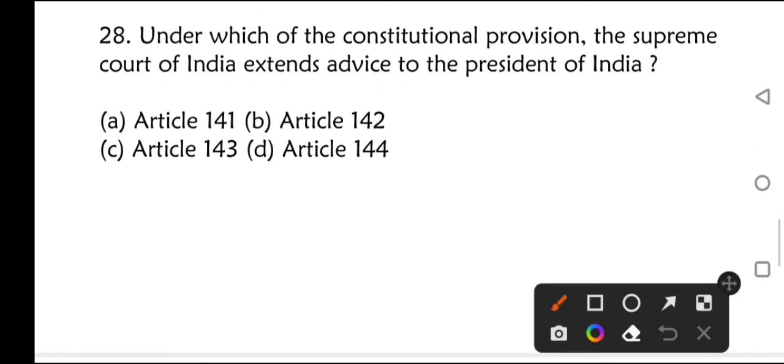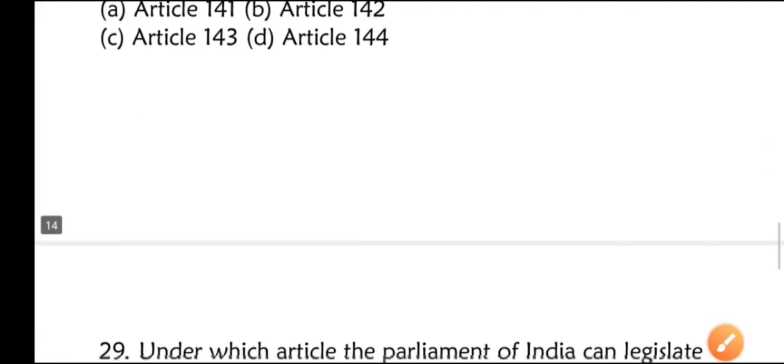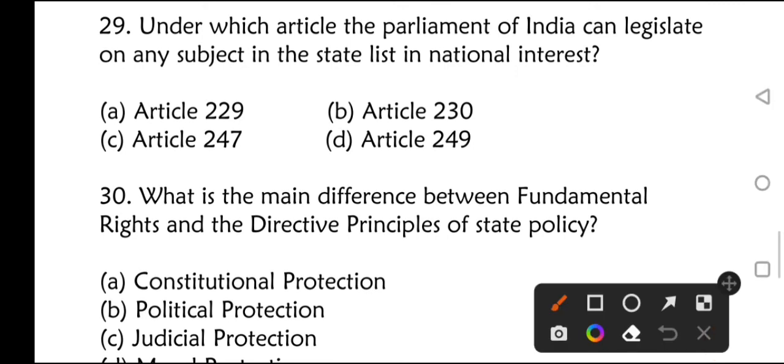Under which of the constitutional provision the Supreme Court of India extends advice to the President of India? It is under Article 143. Okay, Article 143. The Supreme Court of India extends advice to the President of India. Question number 29. Under which article the Parliament of India can legislate on any subject in the state list in national interest? It is under Article 249.